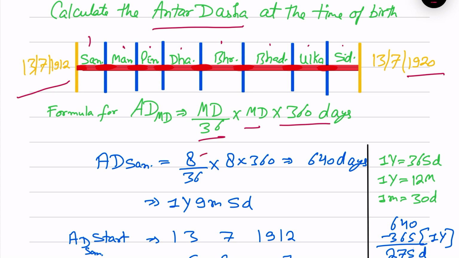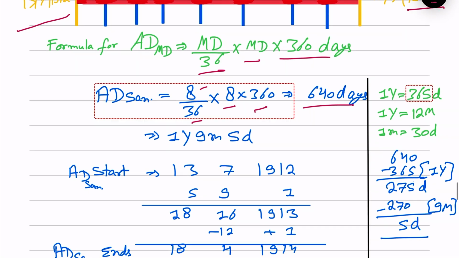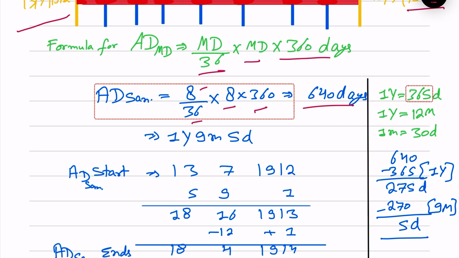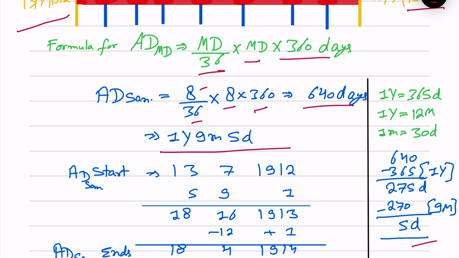So Sankata is of 8 years, divided by 36. 8 years is the duration and 360 is the days. So we get 640. These cancel out, and 8 8s are 64 and 10 will be there. So we can convert these into years and months. These are the days and then we divide it by month. So 1 year, 9 months and 5 days. So it's the starting of Antardasha. Then we added 5 days, 9 months and 1 year, and we get this value.